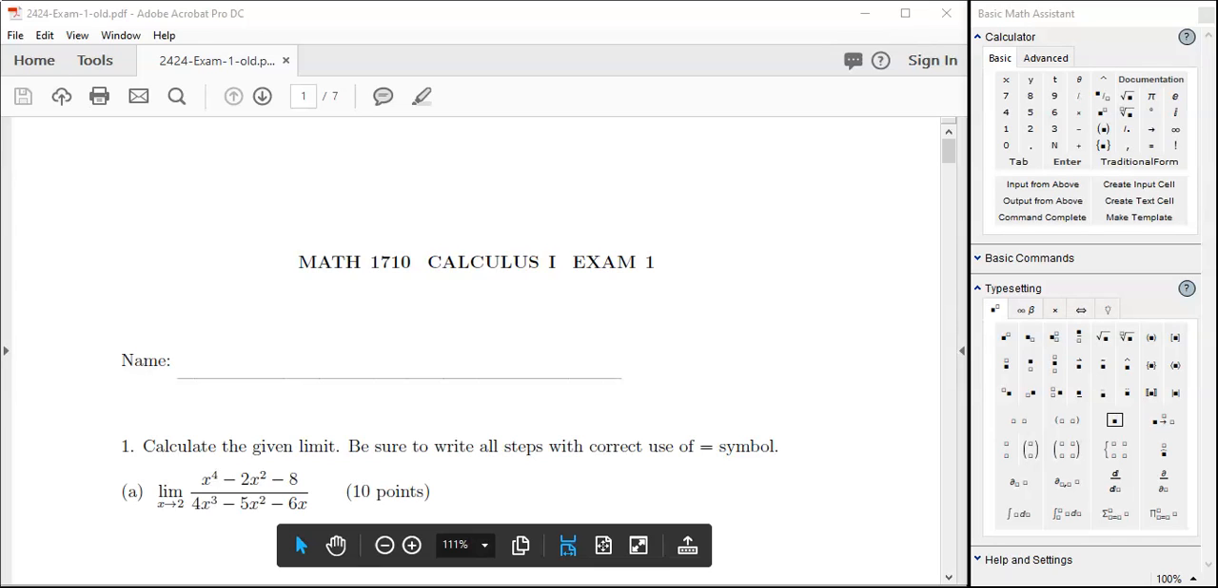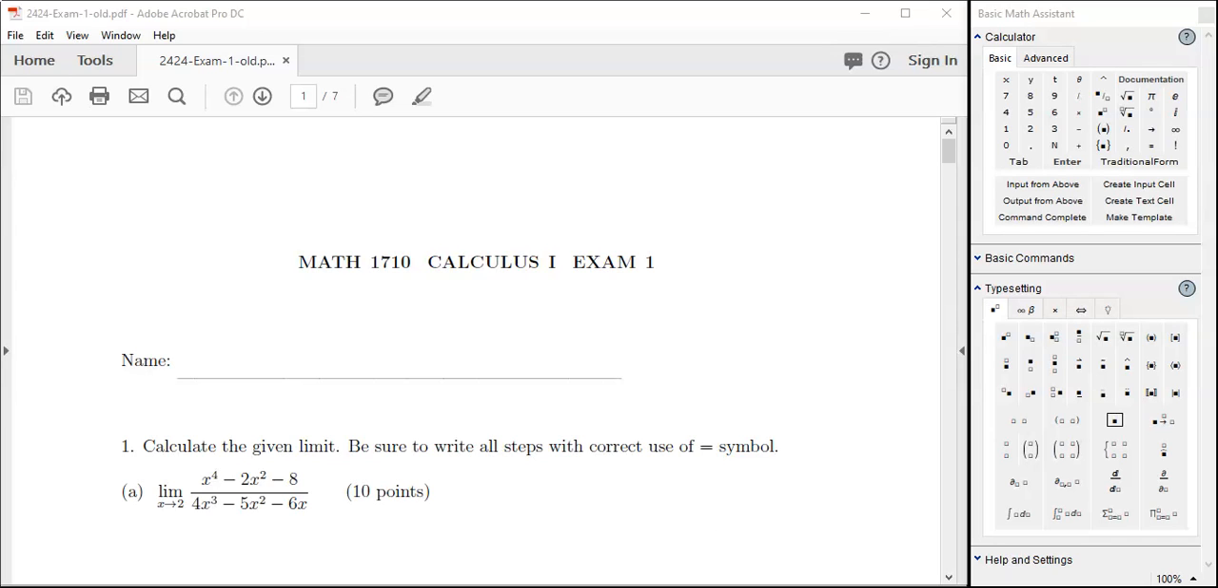Hello, calculus students. As a review session, I'm going to use the actual exam problem I wrote. I forgot exactly what semester I wrote this, but it was the actual exam problem that I used in the past.